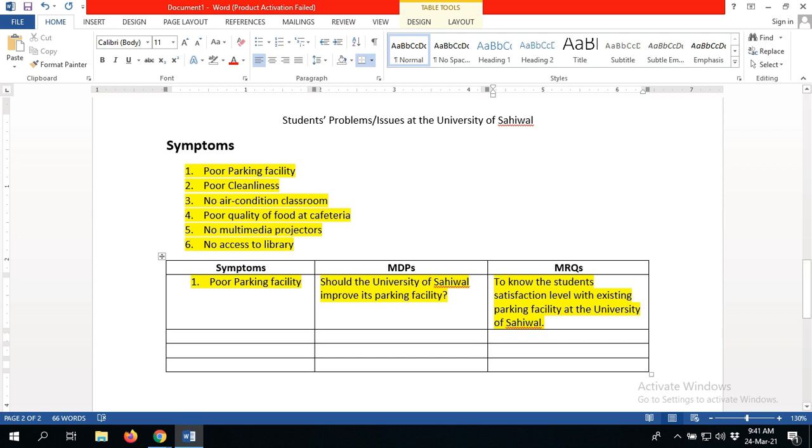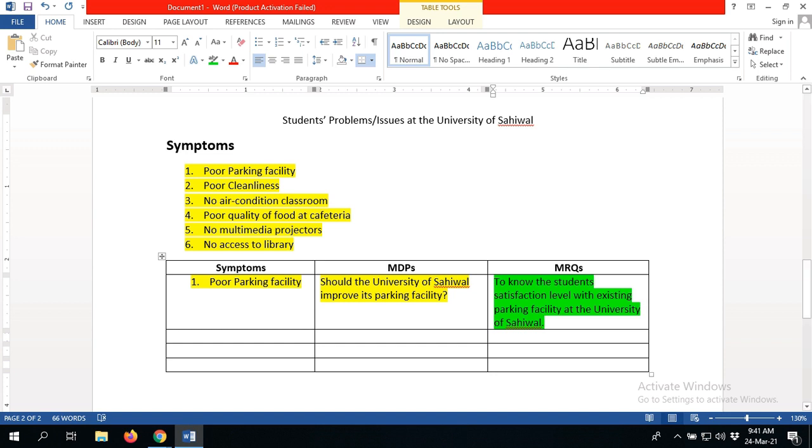So based on the first symptom, we wrote the MDP: should the University of Saiwal improve its parking facility. And then the MRQ was that we will try to know student satisfaction level with the existing parking facility. It means that's the information that we will search from the students of the University of Saiwal.